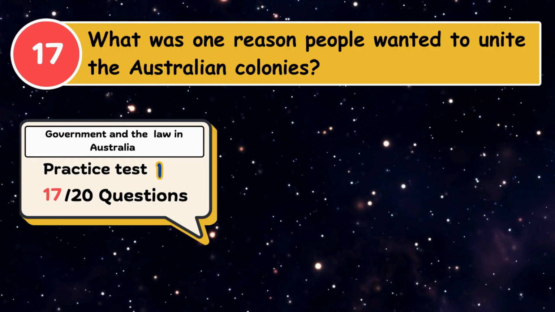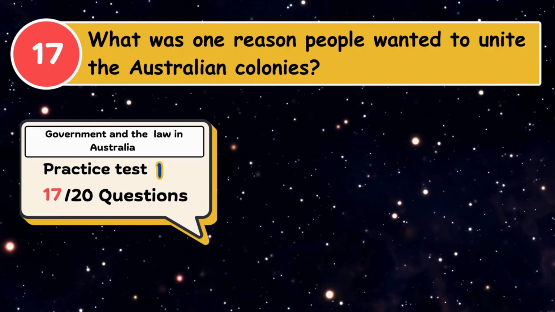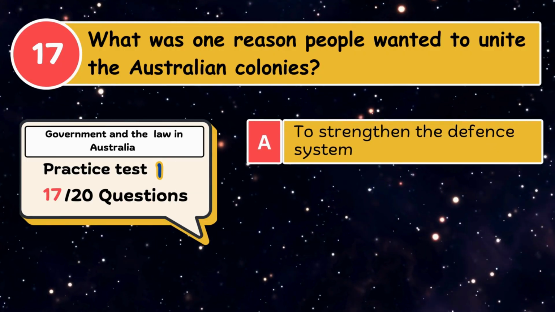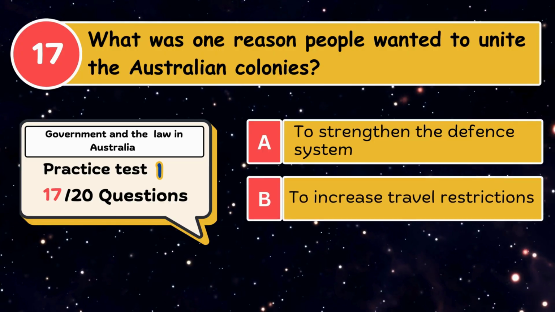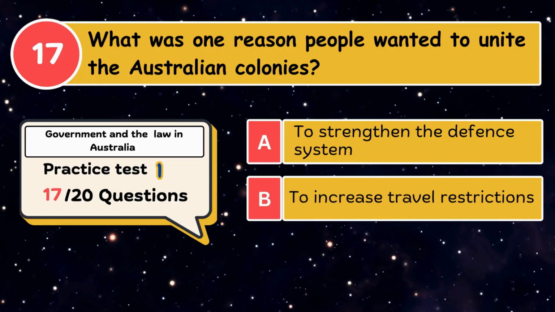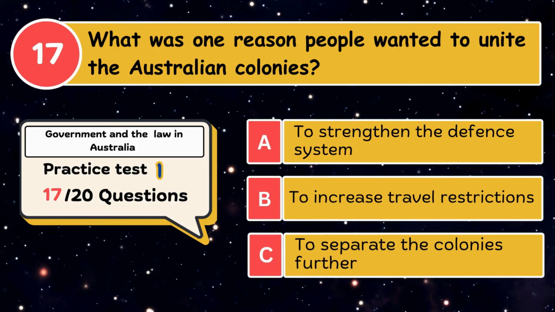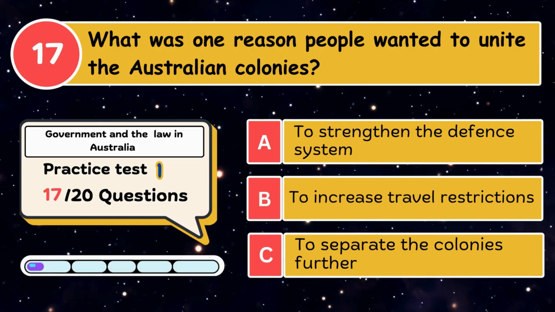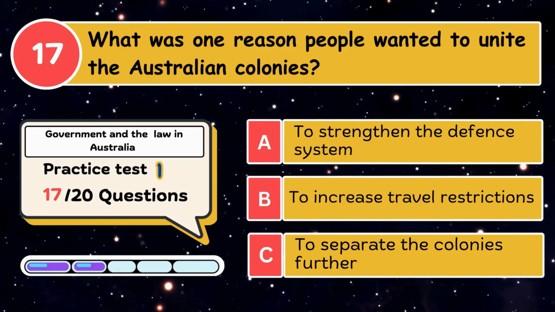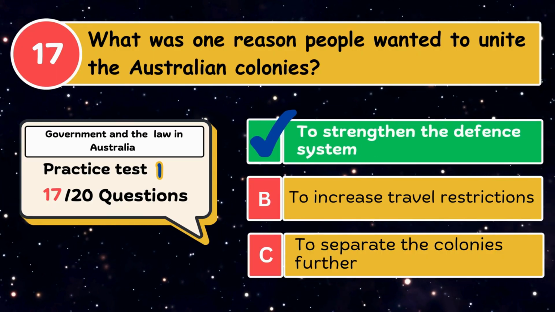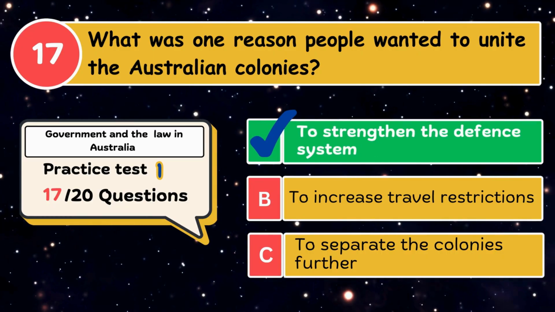What was one reason people wanted to unite the Australian colonies? A. To strengthen the defence system. B. To increase travel restrictions. C. To separate the colonies further. The correct answer is to strengthen the defence system.